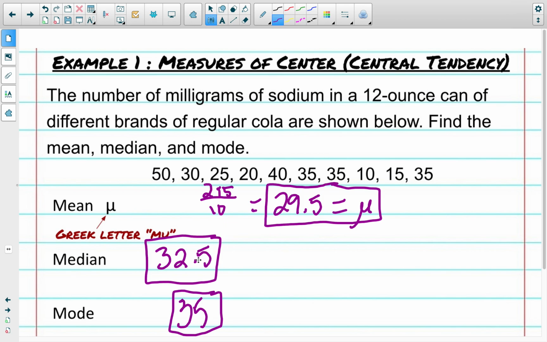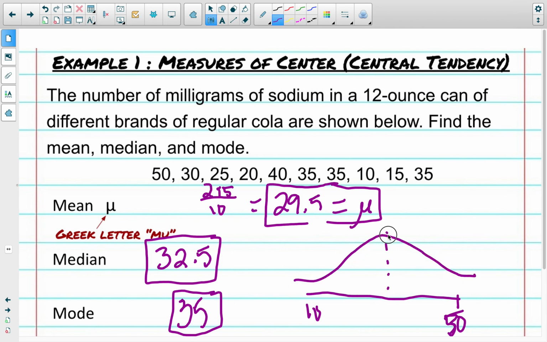If you notice, they're kind of close to each other. 29.5 is close to 32.5, which is close to 35. This tells us that if we were to think of this data like a bell curve, with the x-axis as numbers from 10 to 50, the bulk of our data would have a peak right here in the 30-ish area. And that's what center, or central tendency, means.